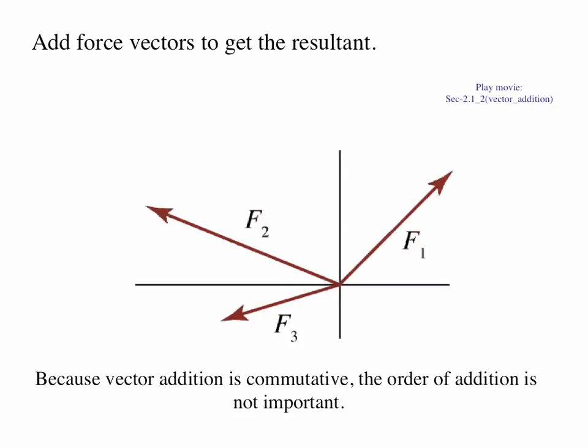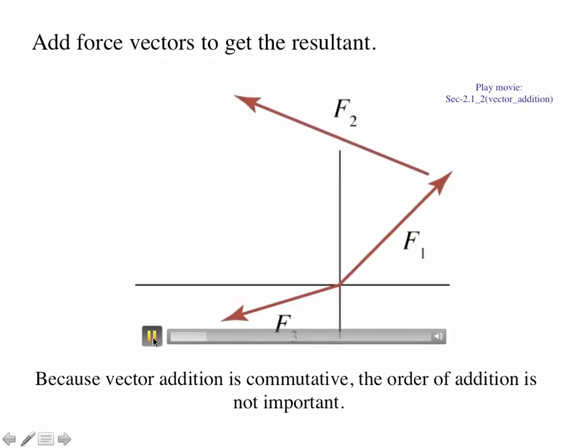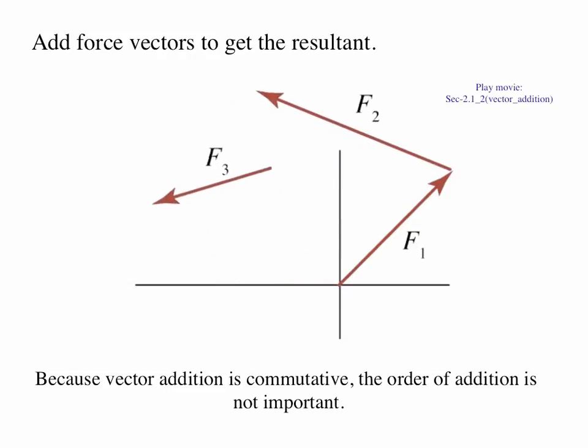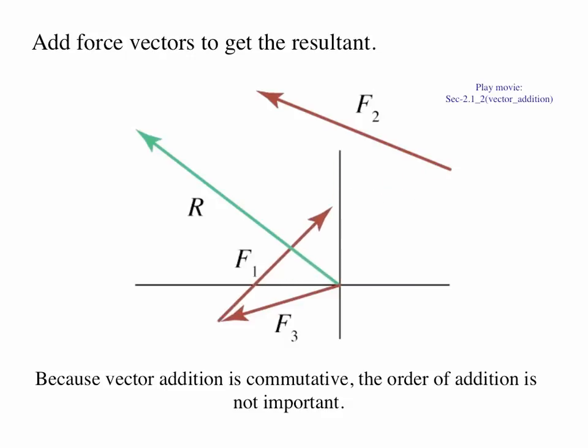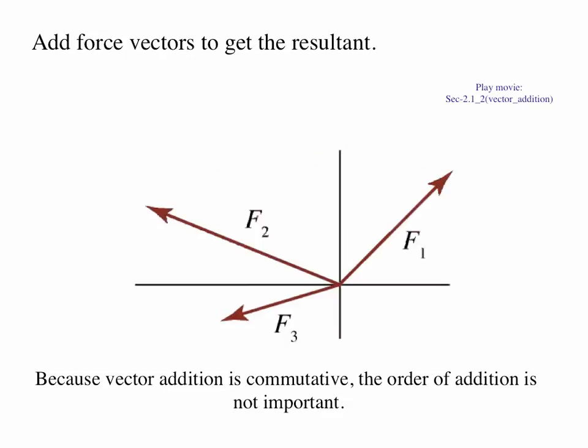We noted earlier that vectors obey a commutative law of addition, and so the order in which we add them together is arbitrary. We could begin by simply adding them in the order that they appear. We could add F2 to F1 and then F3 to F2 to get the resultant. But there are many permutations of this that are acceptable. We could start with F3, add F1 to F3, and then add F2 to that to get the resultant force.